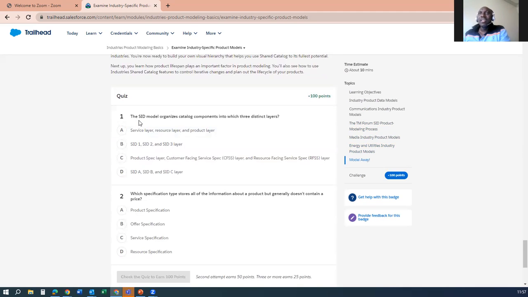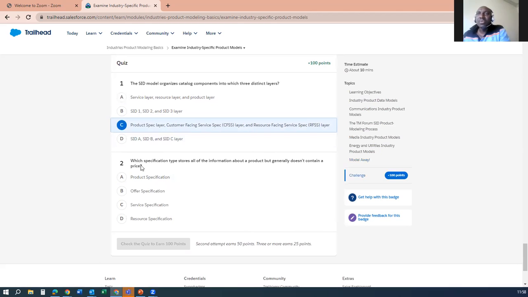One, the SID model organizes catalog components into which three distinct layers. The first answer is service layer, resource layer, and product layer. SID1, SID2, SID3 layer. Product spec layer, customer facing service spec. And then number D is SIDA, SIDB, SIDC. So from what I see here, I see product spec layer would be the right answer.